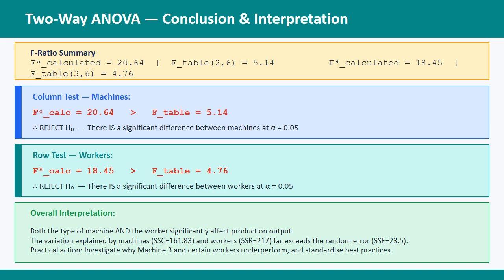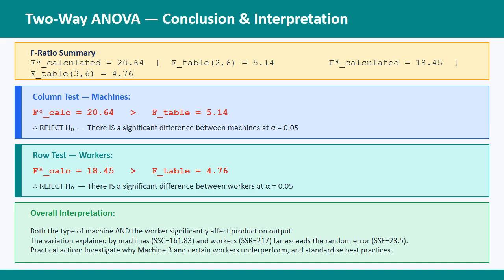Now let us interpret the results of the two-way ANOVA. We calculated two F values, one for columns, that is machines, and one for rows, that is workers. The calculated F value for columns is 20.64 and the table value is 5.14. Since F calculated is greater than F table, we reject the null hypothesis for columns. This means there is a significant difference between machines, that is, different machines produce different levels of output.